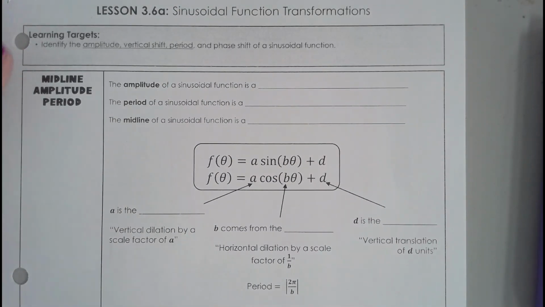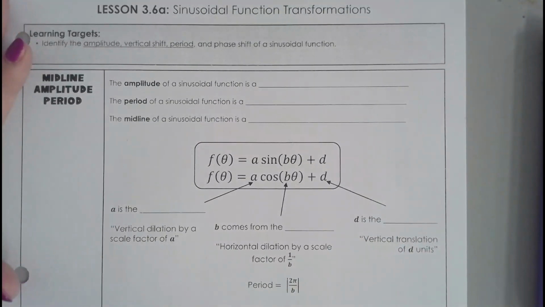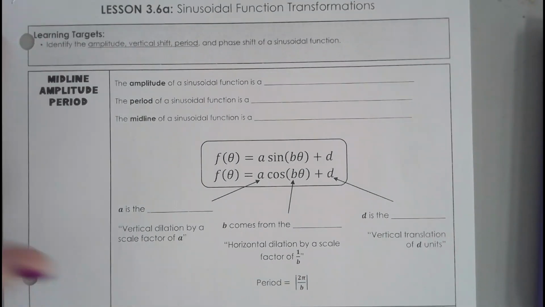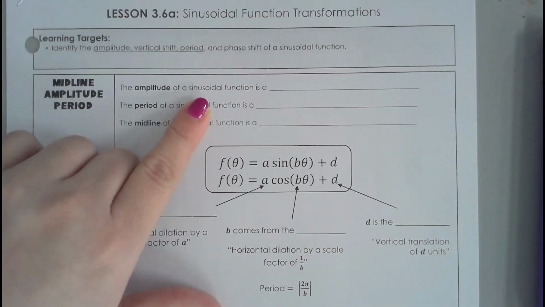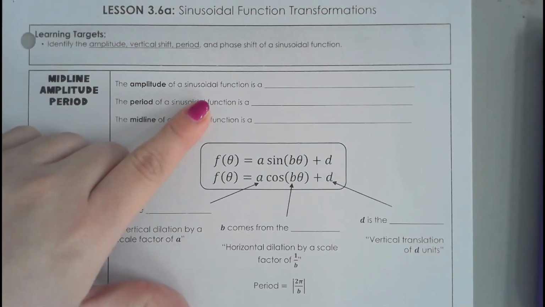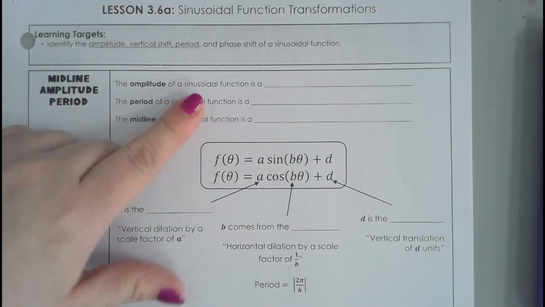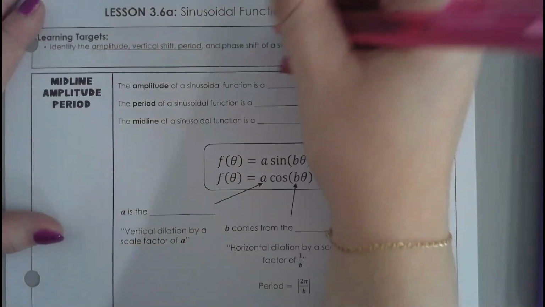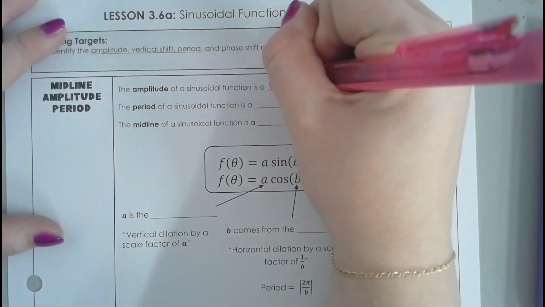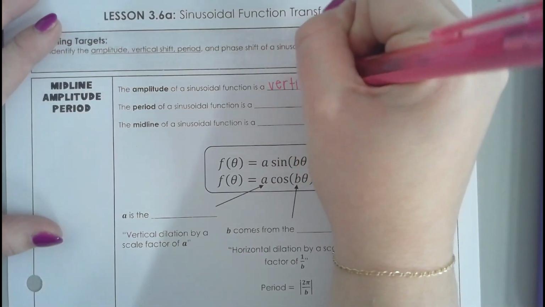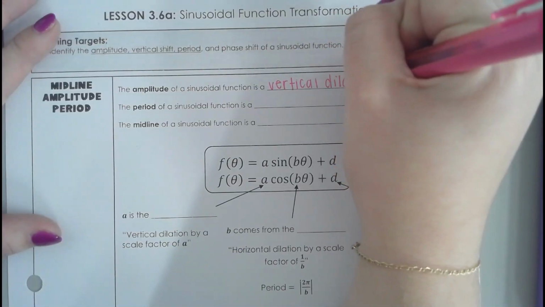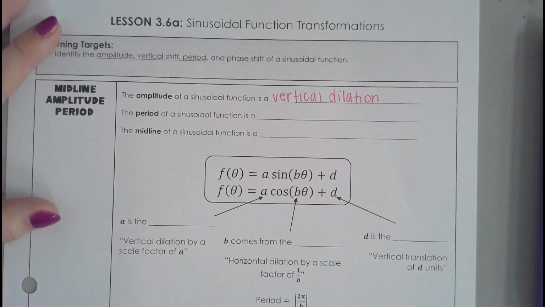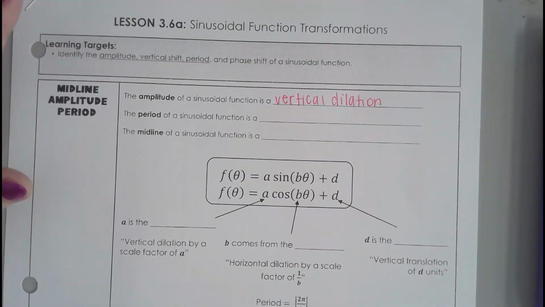So the first one, the amplitude of a sinusoidal function. Sinusoidal really means sine or cosine. They're both up and down. They're basically the same thing. We said one's just shifted left or right. So the amplitude is a vertical dilation. We talked about vertical dilations, horizontal dilations, all of that, transformations.